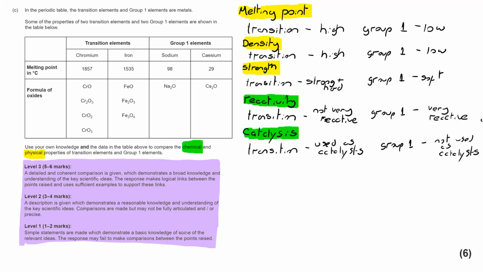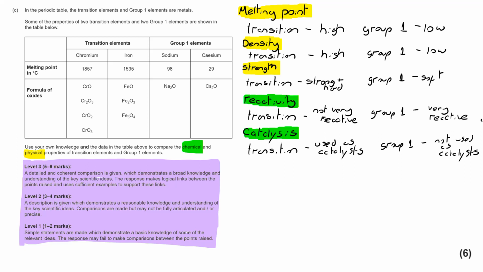Chemical properties, reactivity. Well, I've already touched on this. We know that group 1 metals are very reactive. We know that even in water they will react. Potassium actually ignites just on contact with water. But we also know that transition metals are comparatively not very reactive. Iron will rust in water over time. Copper is used in water pipes because it doesn't react with water. So we've got that comparison.